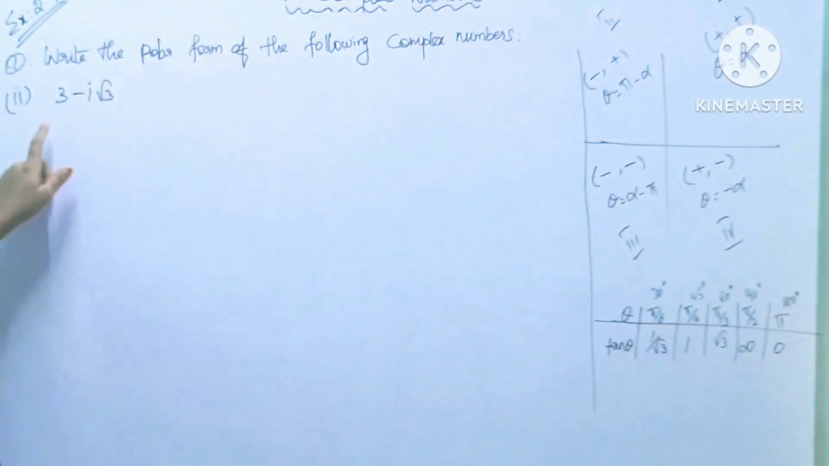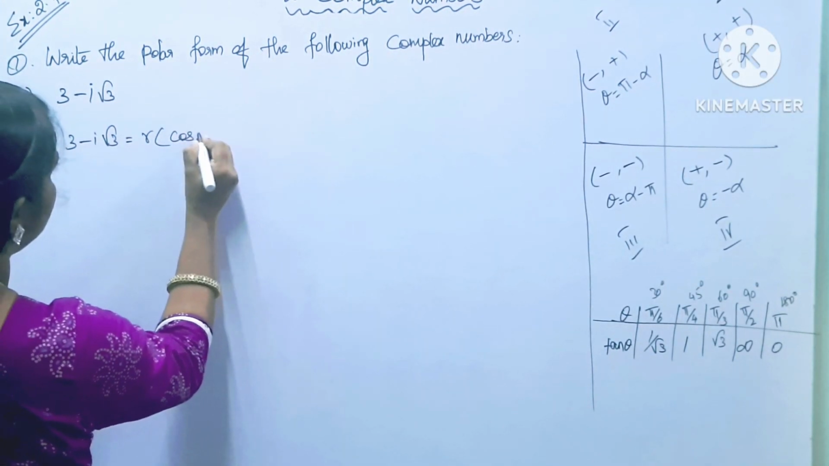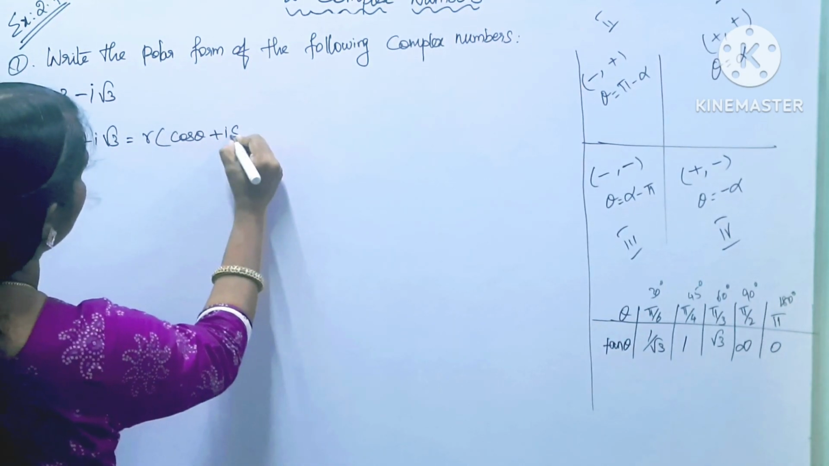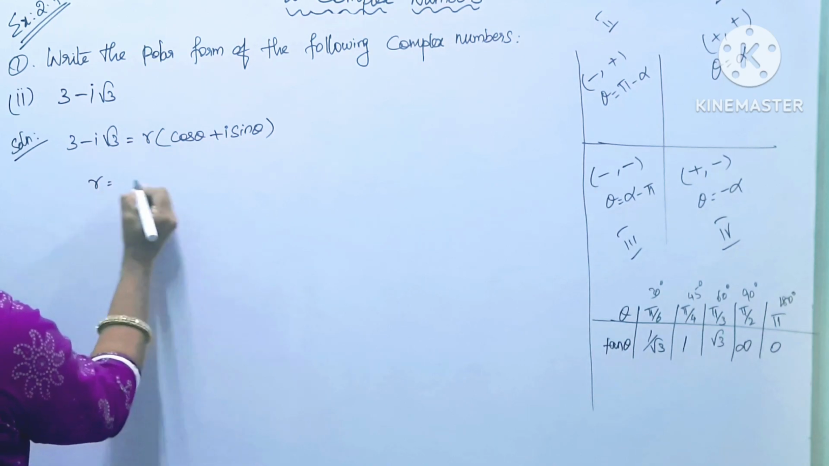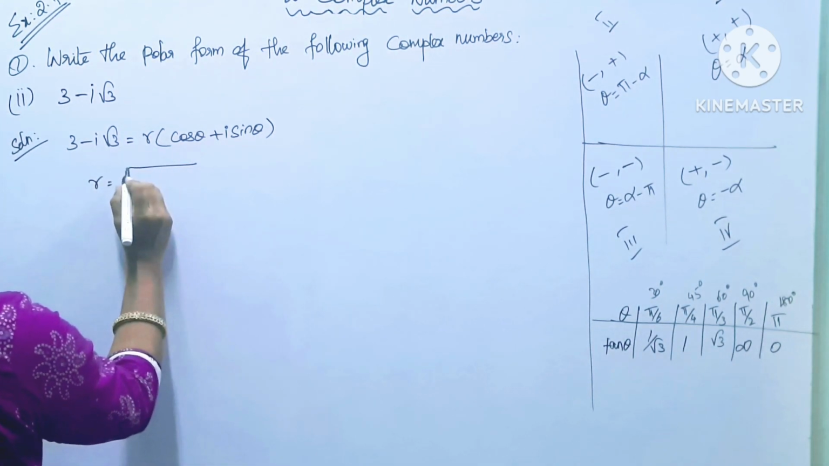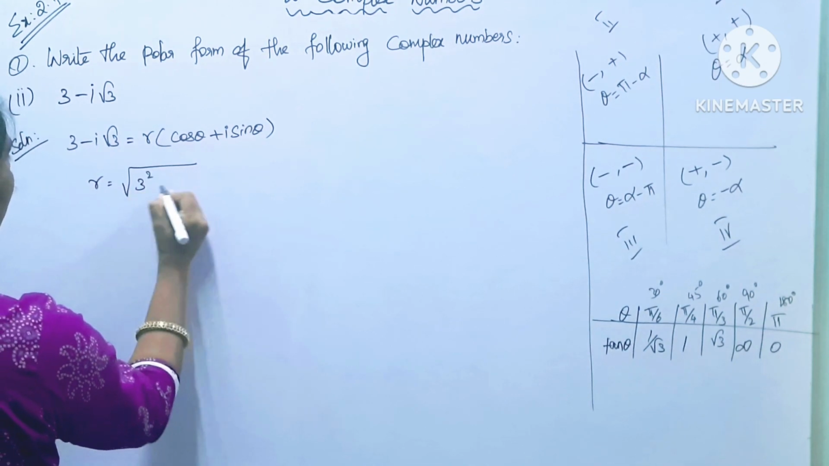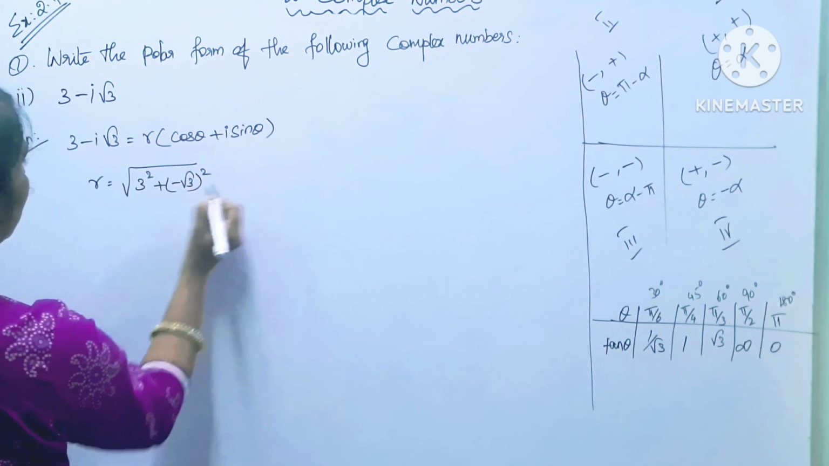Second subdivision: 3 minus i root 3. Its polar form is r into cos theta plus i sin theta. The formula for finding r is root of real part square plus imaginary part square. Real part is 3 plus imaginary part is minus root 3, the whole square.